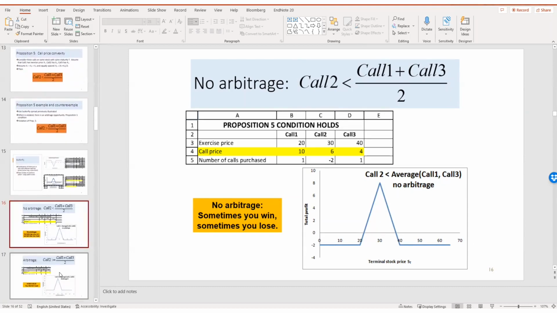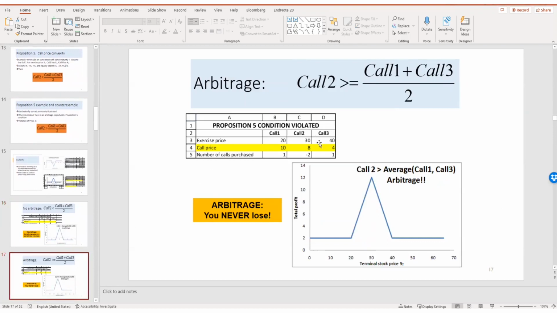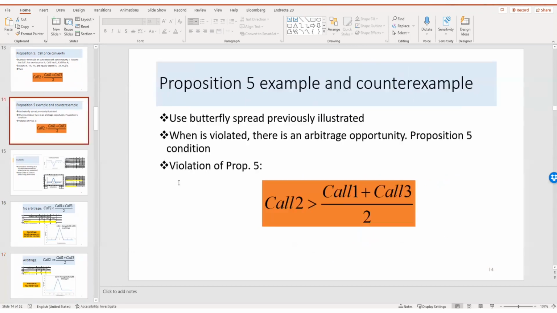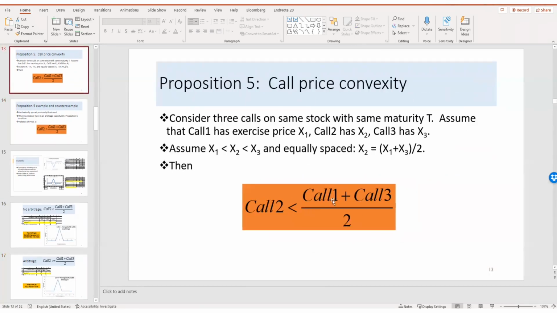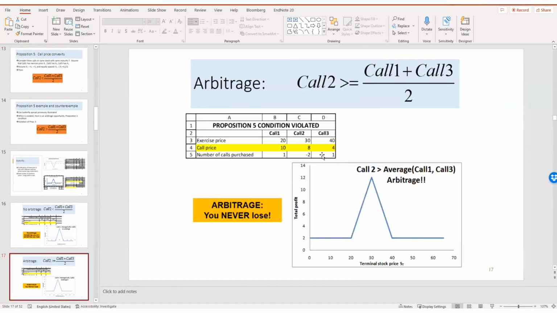Let's say the call price is set up in another way, that it violates the convexity. So in this case, we have call 2 equal to $8, and the average price for call 1 and 3 is $7. So $7 on the right-hand side is not larger than $8 on the left-hand side. So let's see what happens for the butterfly strategy. The total profit will be shifted upward. So that means you will never lose.